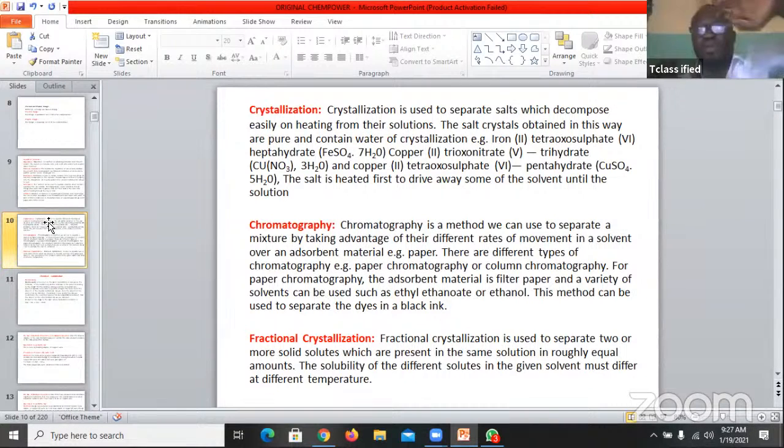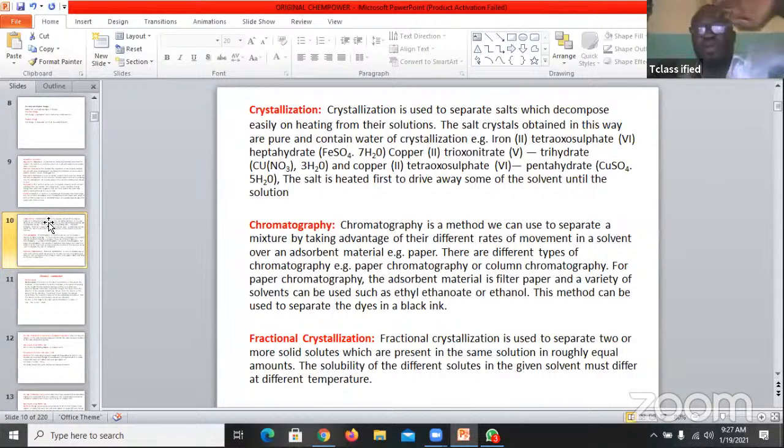Then we'll talk about chromatography, which is a method we can use to separate a mixture by taking advantage of their different rates of movement in a solvent over an adsorbent material. An example is chromatographic paper. There are different types of chromatography: paper chromatography and column chromatography. For paper chromatography, the adsorbent material is filter paper, and a variety of solvents can be used, such as ethyl ethanoate or ethanol. This method can be used to separate dyes in black ink.